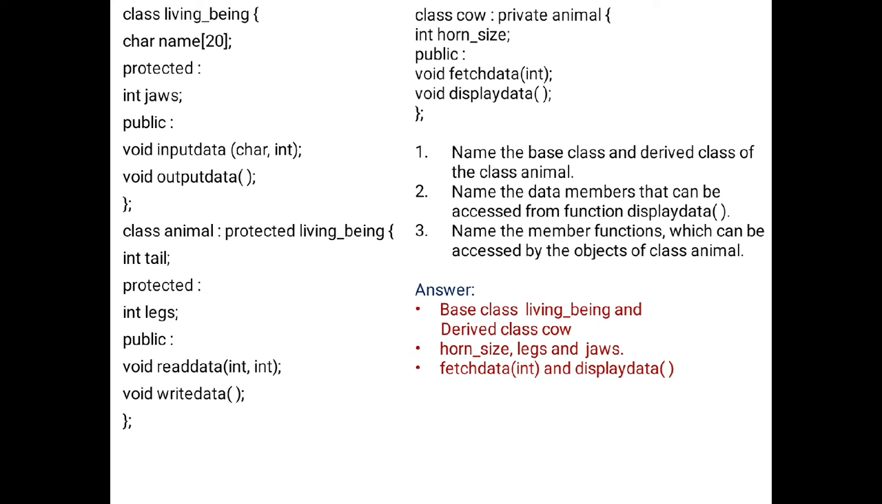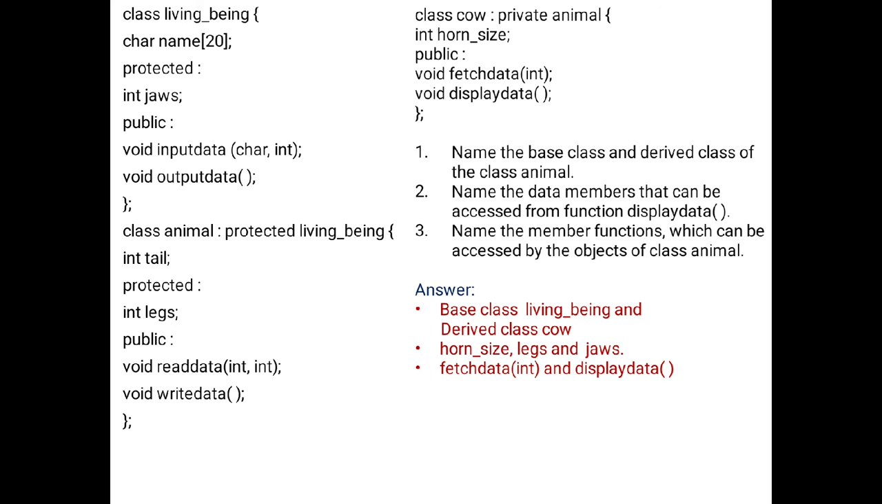So here also you can see that this is multi-level inheritance. Class living being is the base class, class animal is the intermediate base class, and class cow is the derived class. So the class cow is inheriting the members of the class animal as private. The class cow has its own data member, that is int horn size, which is private, and then public member functions fetch data and display data.